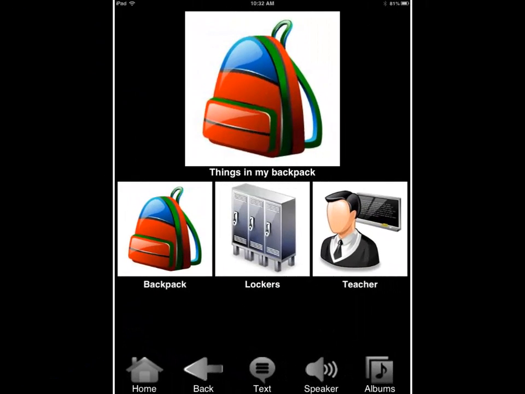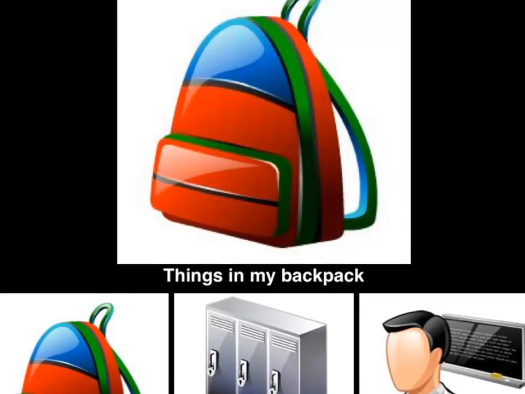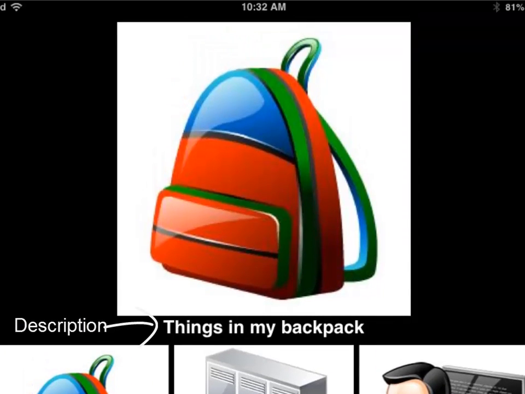Here's how the text appears in the TapToTalk app. The caption appears with the group of pictures on the bottom half of the app. After you tap one of those pictures, it goes to the top, and the description appears with the larger picture at the top half of the screen.